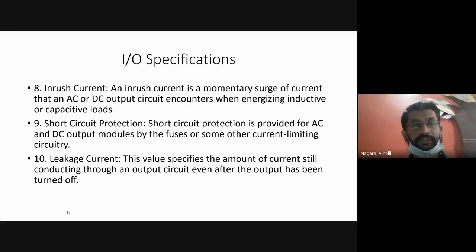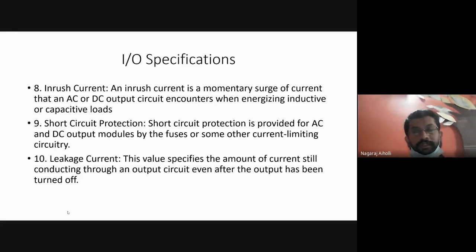Short circuit protection. How does this short circuit occur, students? Whenever there is a short between the positive and negative terminal, there is a short circuit which occurs. It is called a short circuit. A high current flows because of the shorting between the positive and negative terminal of the IO modules.